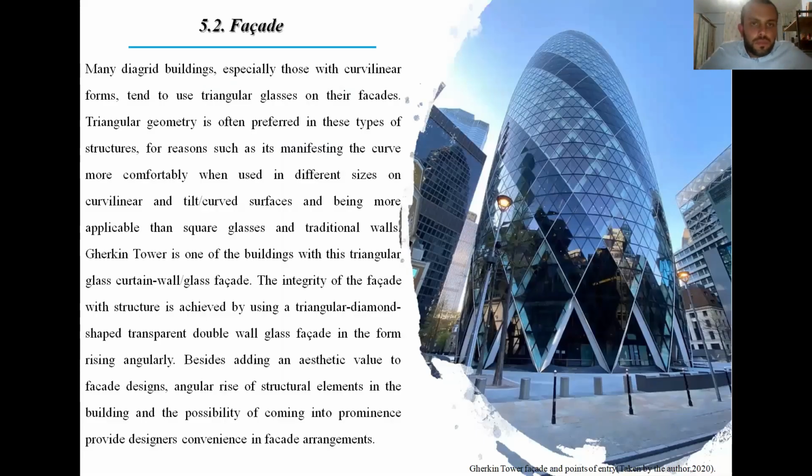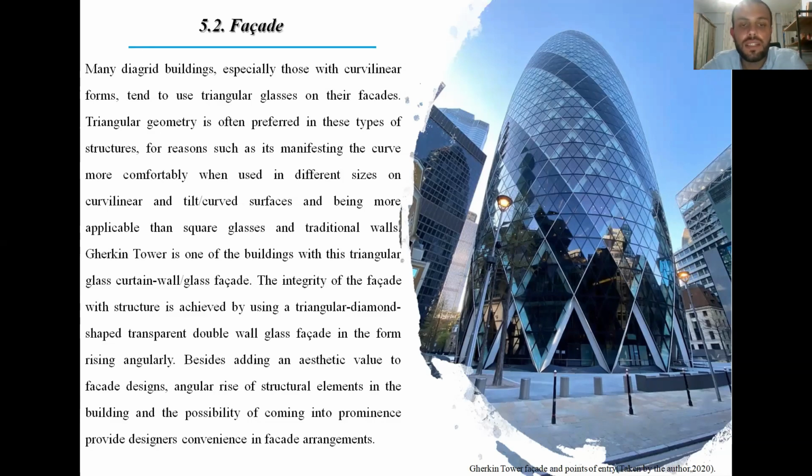5.2 Facade. Many Diagrid buildings, especially those with curvilinear forms, tend to use triangular glass on their facades. Triangular geometry is often preferred in these types of structures because it manifests the curve more comfortably when used in different sizes on curvilinear and tilted surfaces, and it has a better appearance than square glass and traditional walls. Gherkin Tower is one of the buildings with this triangular glass curtain wall facade.